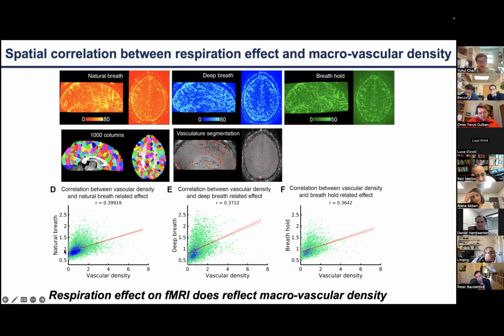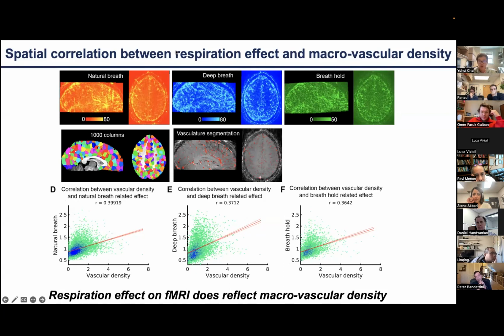They are still significantly correlated between normal breath vascular density, between deep breath vascular density, and breath hold vascular density. So this suggests the respiration effect on fMRI does reflect macrovascular density. So this is very good. It suggests we can just use those respiration maps to identify those voxels around the large vessels.